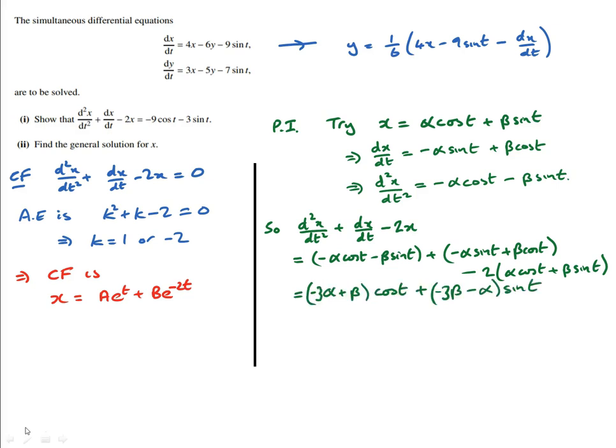If you look at the cos t terms first of all, from the first bracket we've got minus alpha, from the second bracket we've got beta, and from the third bracket we've got another minus 2 alpha. So we've got minus 3 alpha plus beta, lots of cos t. And then if we look at the sin t terms, we've got minus beta from the first bracket, minus alpha from the second bracket, and minus 2 beta from the third bracket.